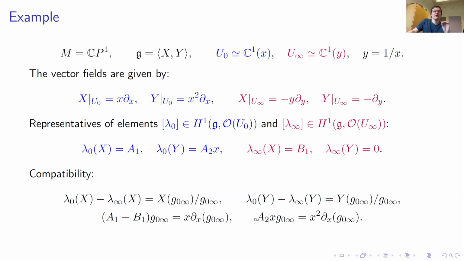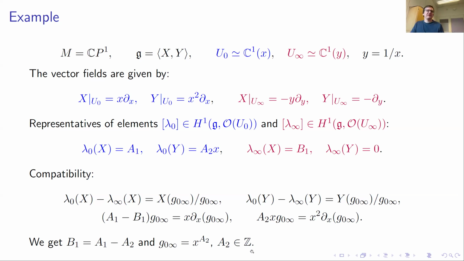So we need them to be equal for this system to be consistent, implying that B1 is equal to A1 minus A2. And then we solve and we get the general solution x to the power A2. And looking for holomorphic transition functions, we require A2 to be an integer. So in other words, we have two parameters. We have one integer parameter and one complex parameter. So Pic_G(M), the group of equivariant line bundles, is C times Z.